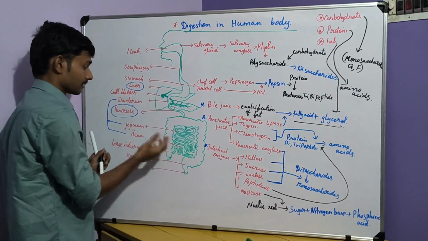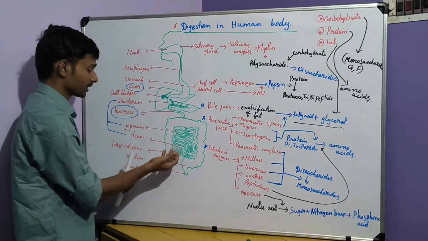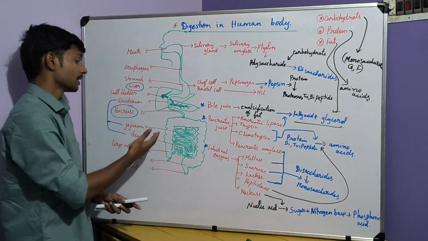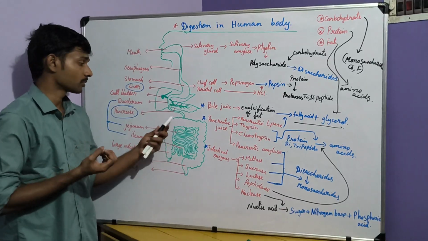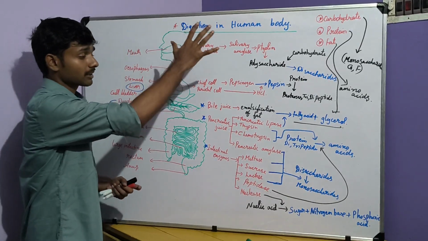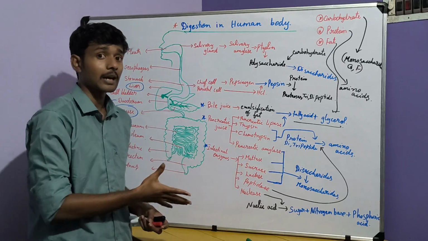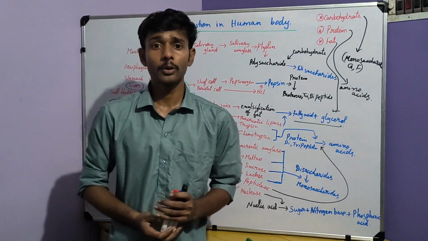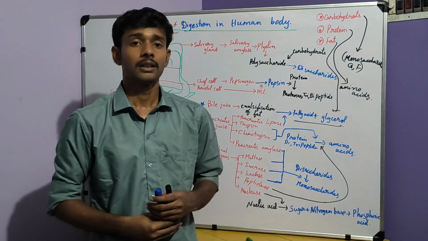After that, the food reaches the large intestine, where absorption of water takes place, and ions are also absorbed. That is separate, though; absorption is a separate topic. Right now we just looked at how digestion happens. This is the overall picture. Okay, I hope you all understand this topic clearly. Thank you.